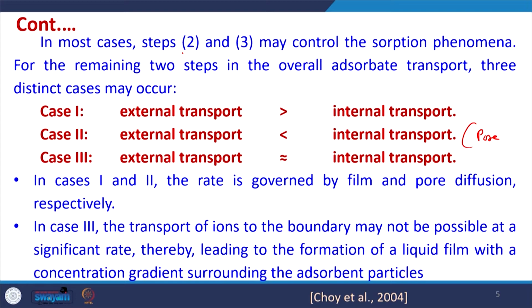So, here in the first case the rate is controlled by film diffusion. Okay, here external transport is fast, so it is pore diffusion limited. Okay, here it is film diffusion limited, because here the internal transport is very quick and external transport is slow. So, it is written the opposite way, the first and second should be interchanged. Okay. In the third case, the transport of ions to the boundary layer may not be possible at a significant rate, thereby leading to the formation of a liquid film with a concentration gradient surrounding the adsorbent particle.